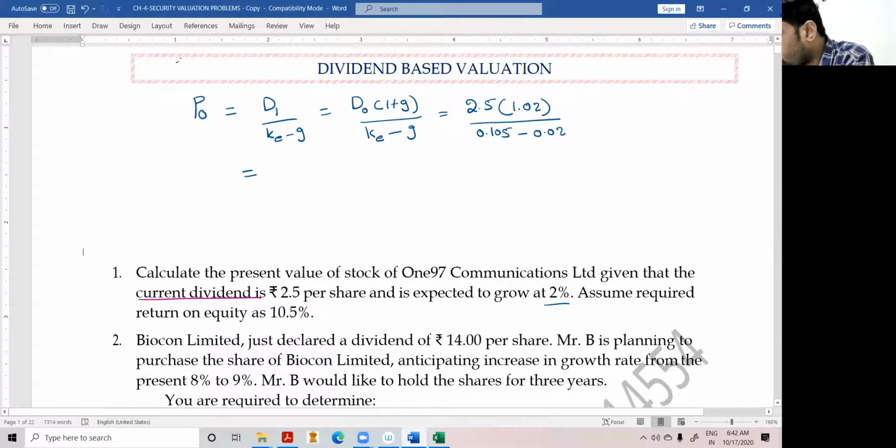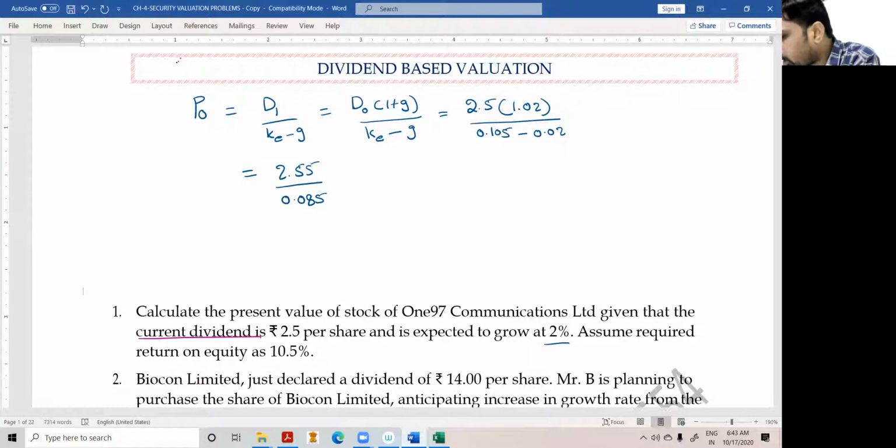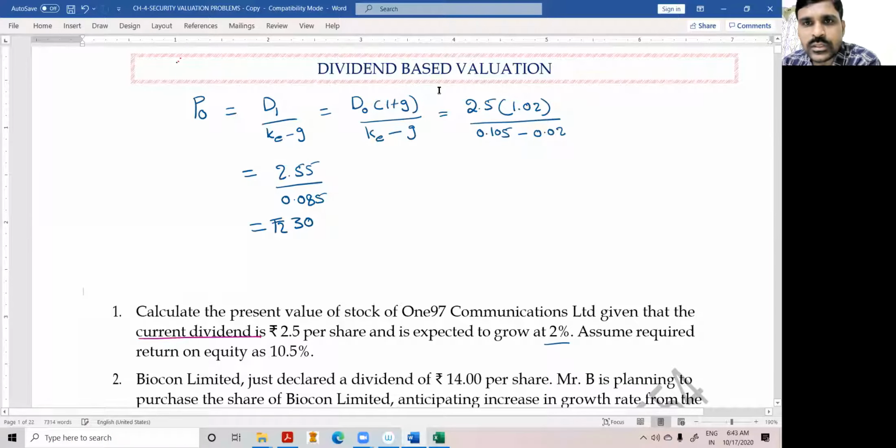So 2.55, divided by 10.5 minus 2. This will be 8.5, 0.085. Am I correct or not? Right. Now tell me the answer. What is the answer? 2.55 divided by 0.085. What is the answer? 30, sir. 30 rupees is the answer. Okay. Right. P0 is equal to 30 rupees.